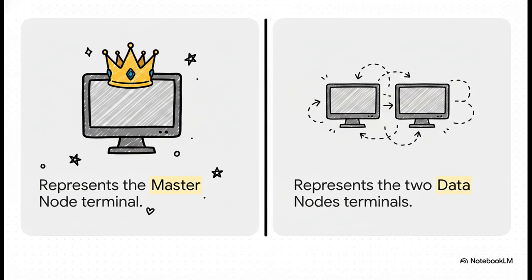Let's break down that terminal layout. The left side represents your master node terminal. That's where you can see it actively pulling network configs to coordinate the cluster's workflow. Over on the right side, we have our 2 data nodes, the slave terminals. This split screen setup is super important because it allows you, the engineer, to monitor the master's commands and watch the data nodes execute those commands simultaneously.